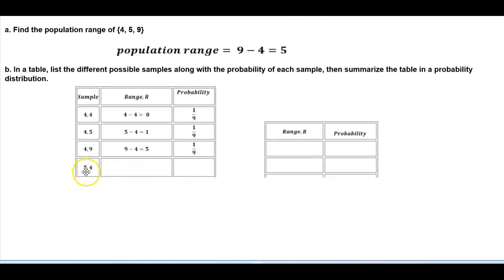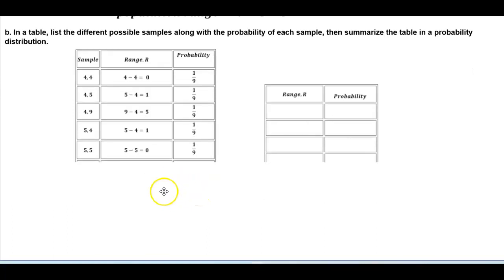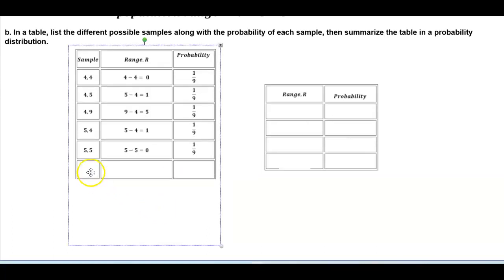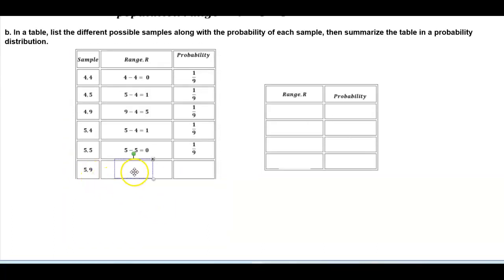The next one is 5 and 4. If we take 5 and subtract 4, that gives us 1. So therefore, we get 1 out of 9. And then next we have 5 and 5. If we take 5 minus 5, that gives us 0, and therefore that's 1 out of 9. And then we have 5 and 9. So if we take 9 minus 5, that gives us 4, and therefore that's 1 out of 9.